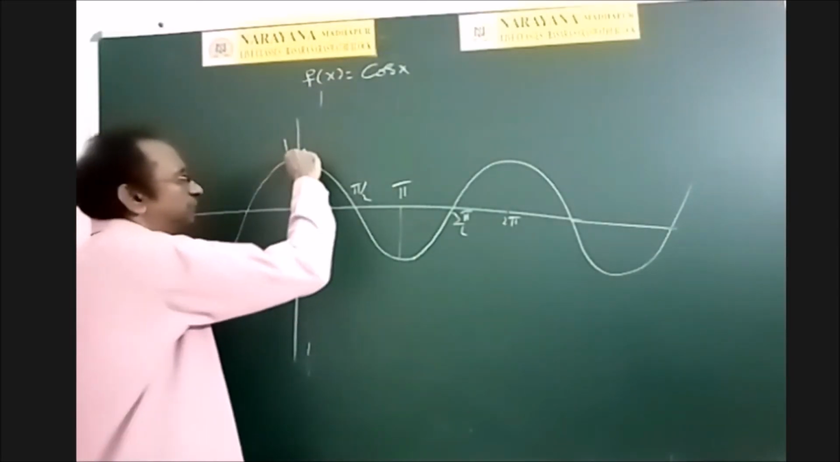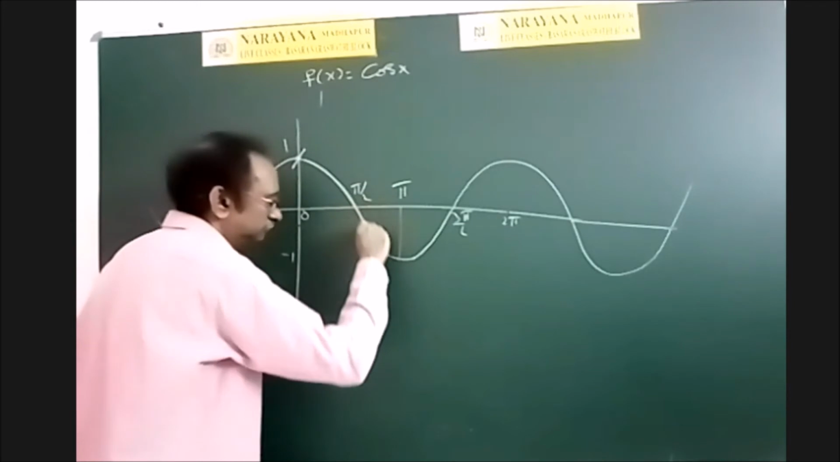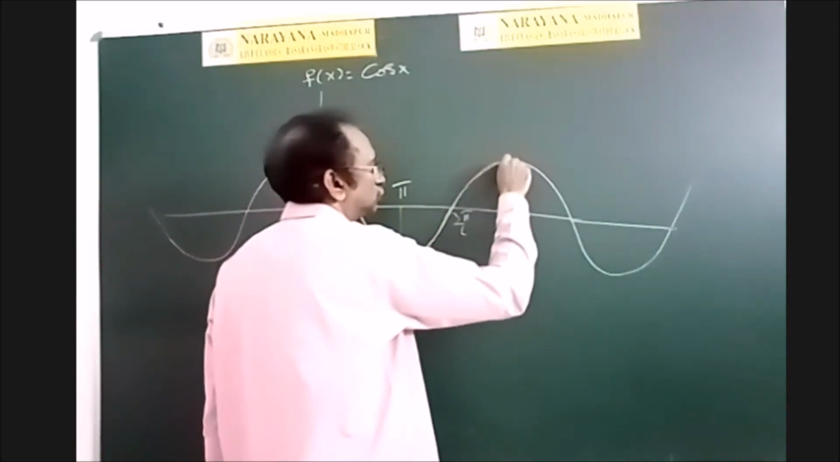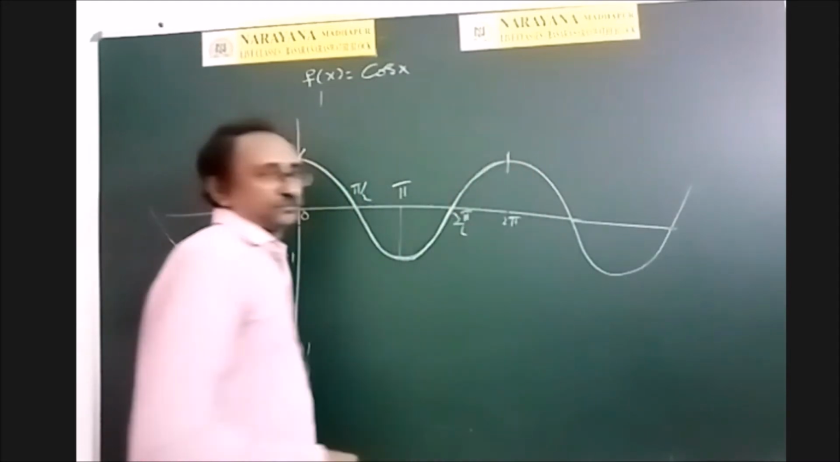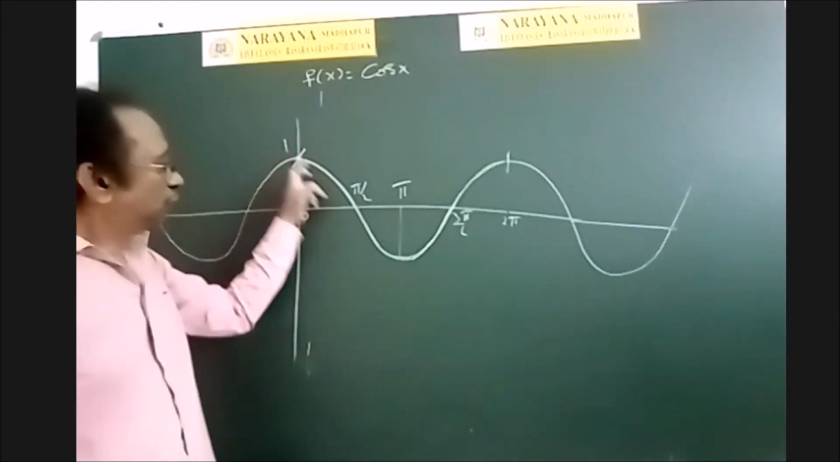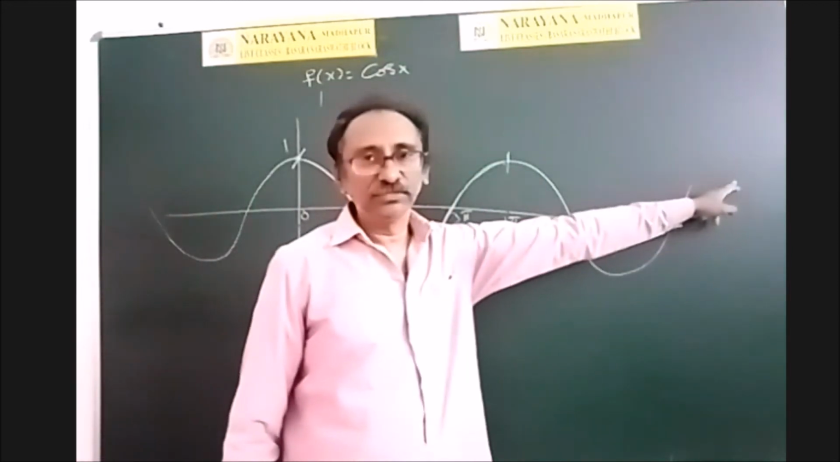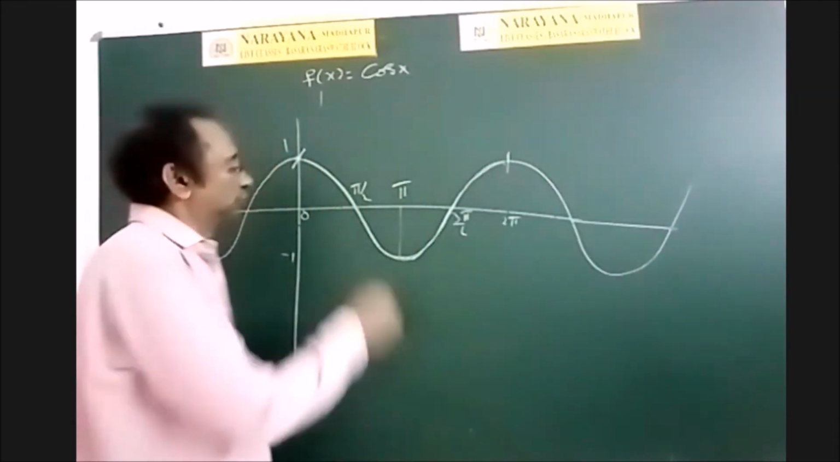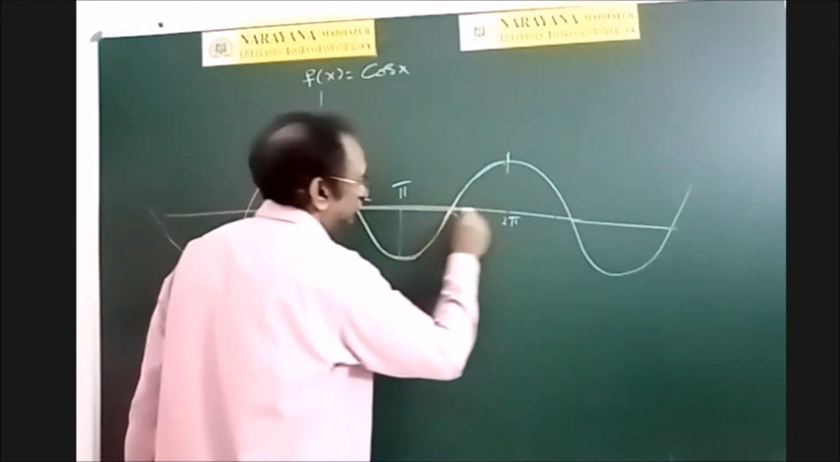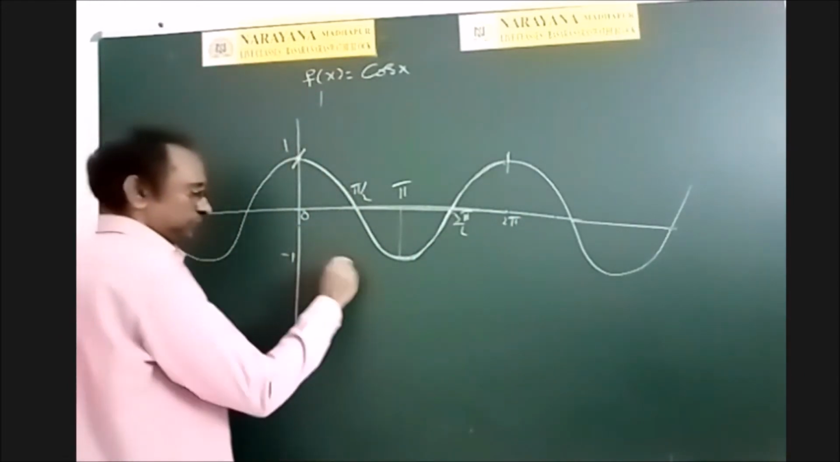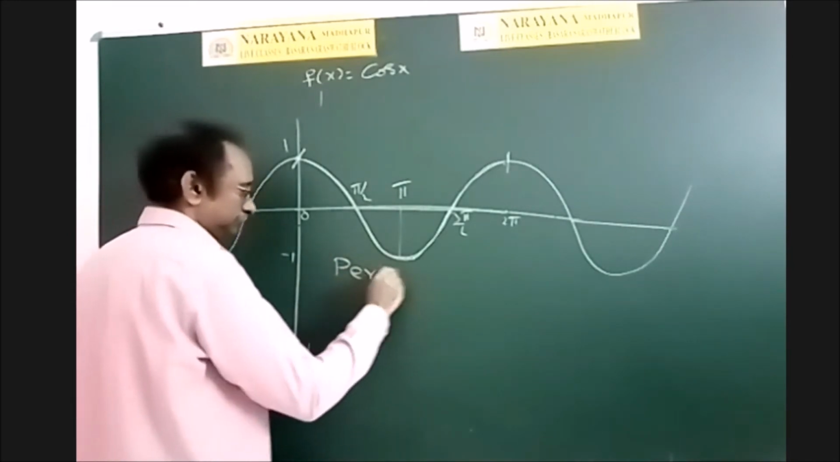And again observe the periodicity of this graph. Up to this moment, one cycle is completed. Again, the same cycle is going to run. And therefore, what is the length? This is 2 pi. So period of cos x is also 2 pi.